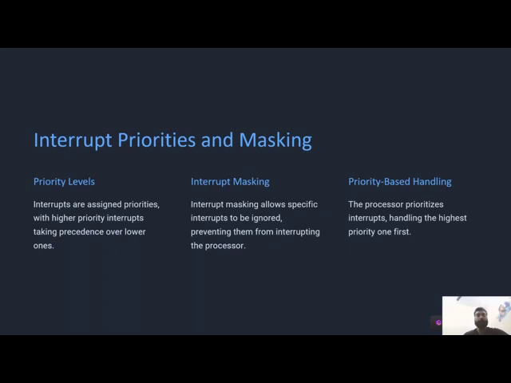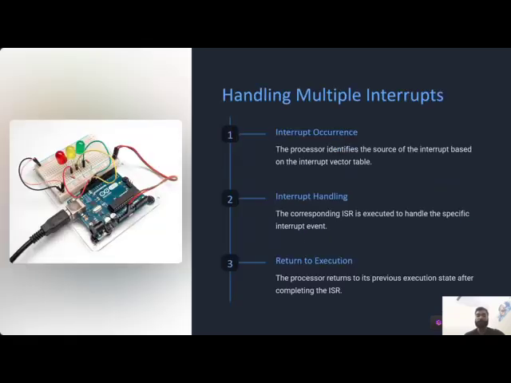Interrupt priorities and masking. Priority levels: interrupts are assigned priorities, with higher priority interrupts taking precedence over lower ones. Second one, interrupt masking: interrupt masking allows specific interrupts to be ignored, preventing them from interrupting the processor. Third one, priority-based handling: the processor prioritizes interrupts, handling the highest priority one first.